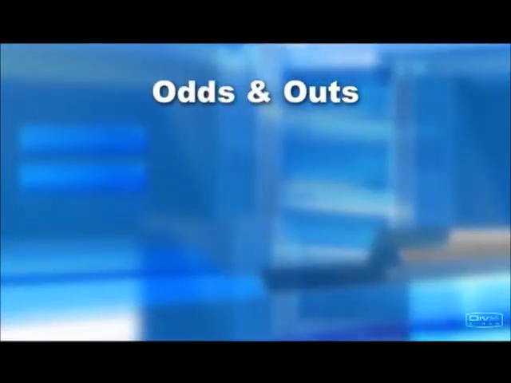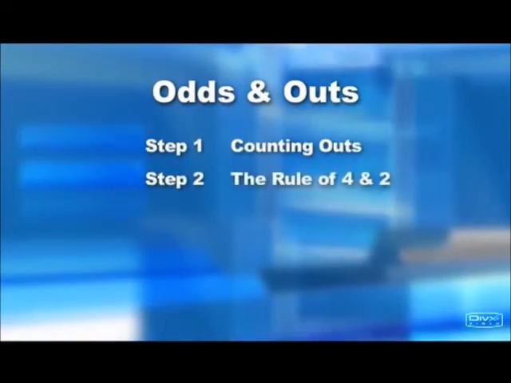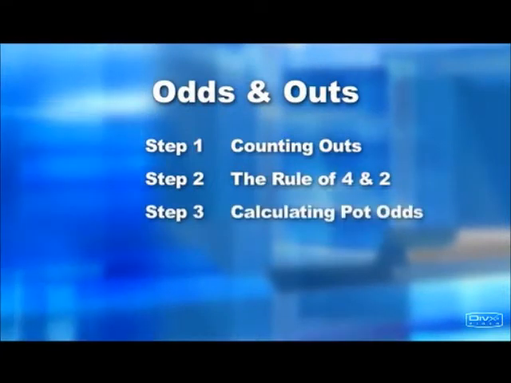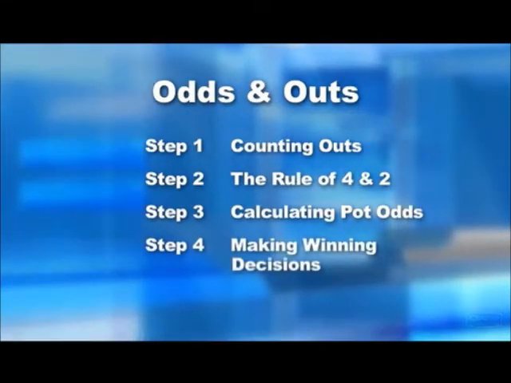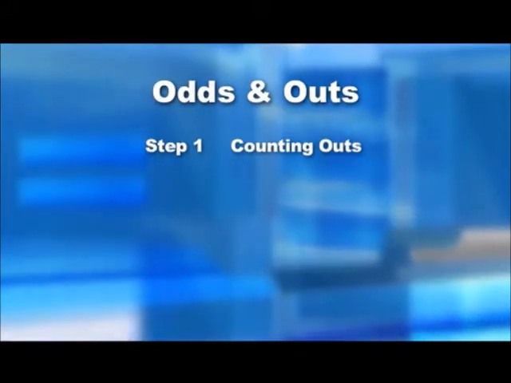Poker players need very little math to play well. Once and for all, I'm going to show you the correct way of counting outs, using the rule of 4 and 2, and calculating pot odds, so that you'll be able to make winning decisions at the table. Step 1. Counting outs.